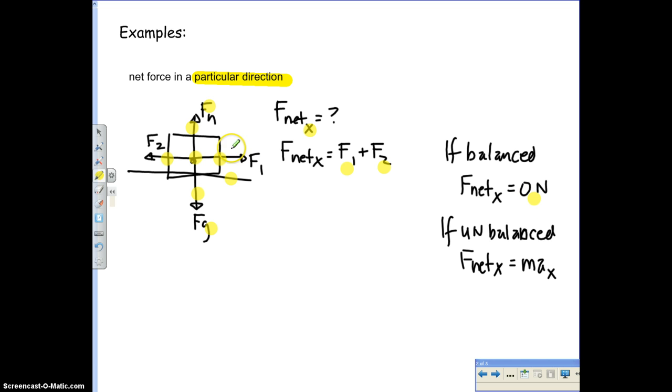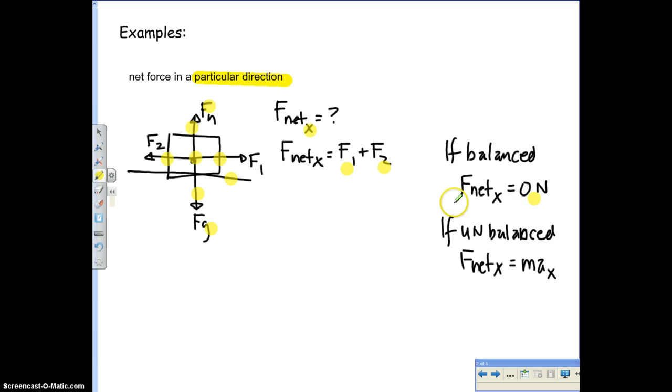If this force is, say, 5, and this force is also 5, then technically this one is positive 5 because the positive direction is to the right, and this one is negative 5 because the negative direction is to the left. And so we might say plus 5 plus minus 5 equals 0. So balanced forces are going to add up to 0.